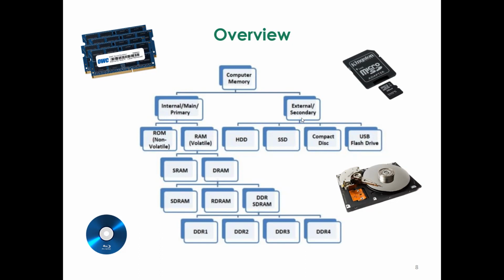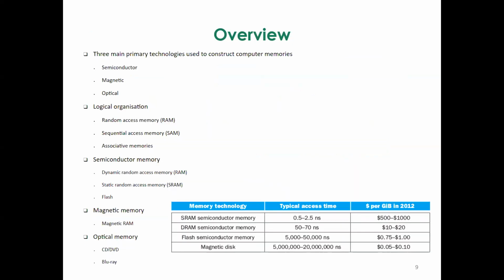Then we have the external one, which we said has a controller between the processor and that storage, managing the storage. This includes your HDD, your SSD, which is faster than your HDD. Of course, it's more expensive. Your compact discs and your flash drives and other secondary, external permanent memory solutions.